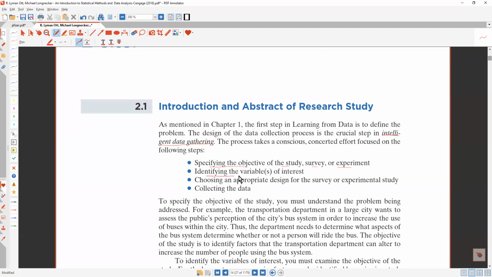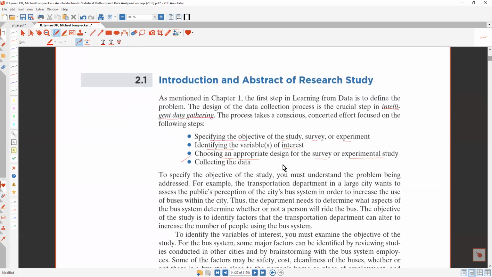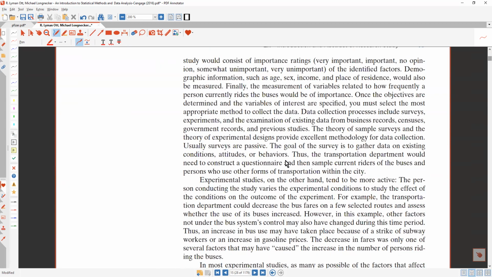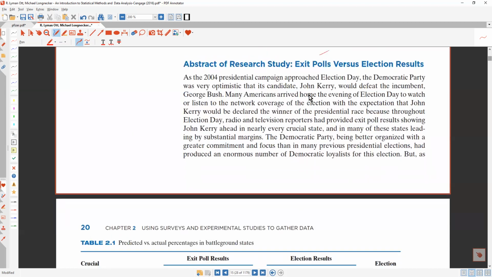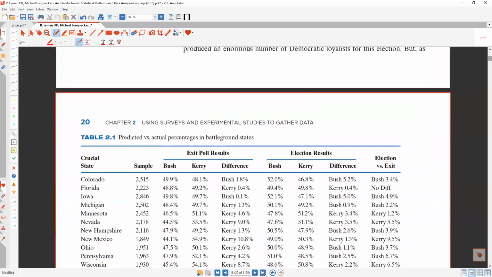You have to identify the variables of interest. Okay, what are going to be the primary variables in your study? And then you have to choose an appropriate design for the survey or experimental study. And then you collect the data. After that, you're going to eventually analyze that data and draw some conclusions. So let's look at some of these elements over here. Well, we've talked about polls when we were talking about the general use of statistics. So that's a good section to read over for a good example of that polling idea over here.